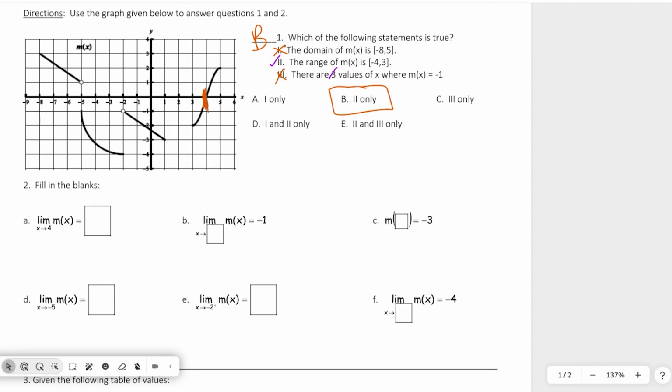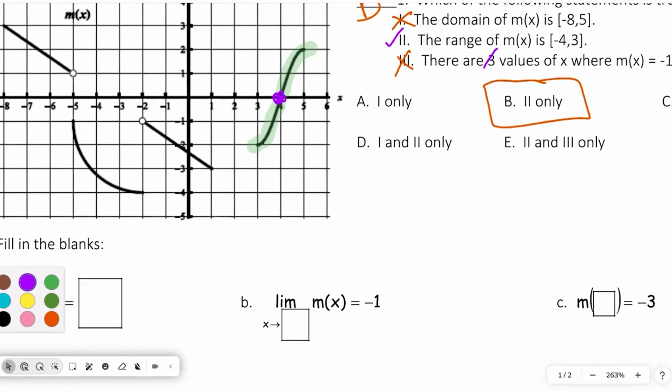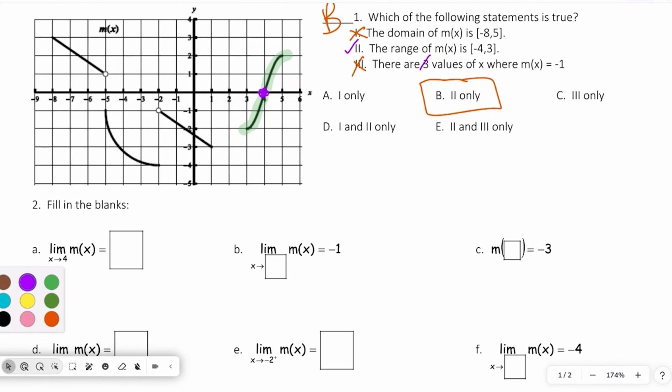X equals 4 is right here. And so as we approach the function from the left, let me erase that. Maybe we'll zoom in a little bit more on here. As we approach it from the left, we can see we are getting closer to 0. And as we approach it from the right, we are also getting closer to 0, right here. This little section of the graph is continuous, which is really, really good for limits to exist. And so the limit's going to just be 0.